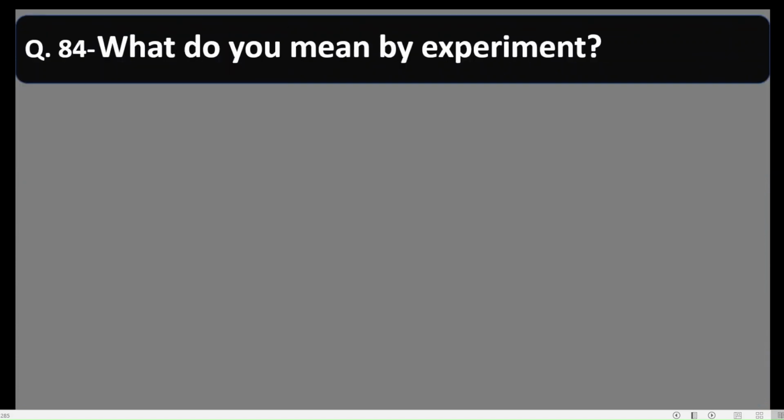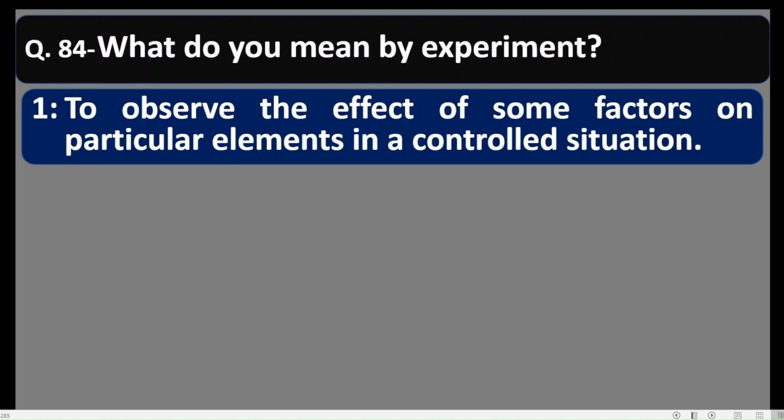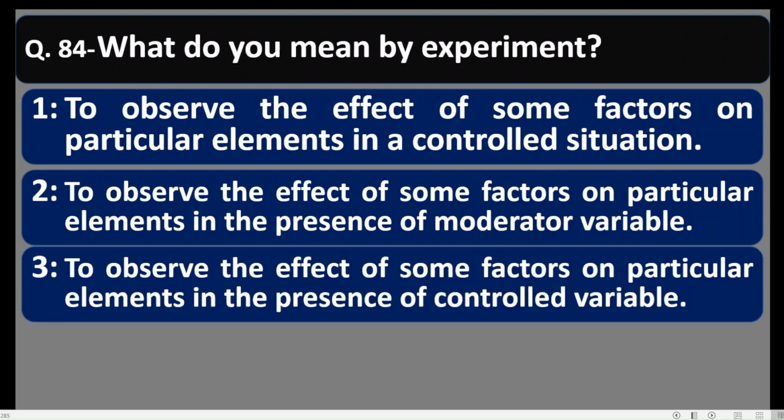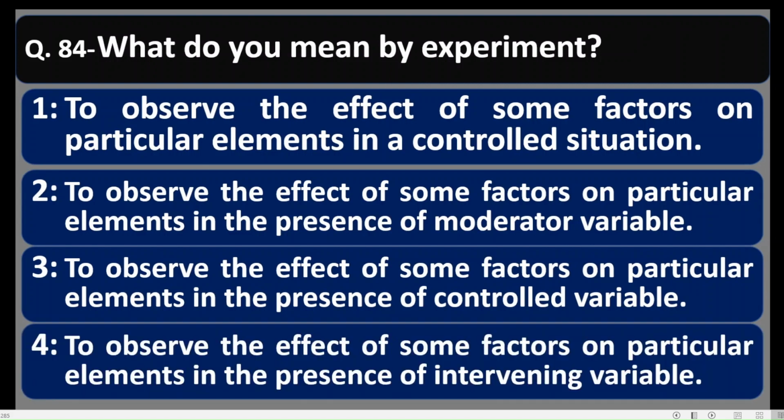Question 84. What do you mean by experiment? Let us see. To observe the effect of some factors on particular elements in a controlled situation. To observe the effect of some factors on particular elements in the presence of moderator variable. To observe the effect of some factors on particular elements in the presence of controlled variable. To observe the effect of some factors on particular elements in the presence of intervening variables.